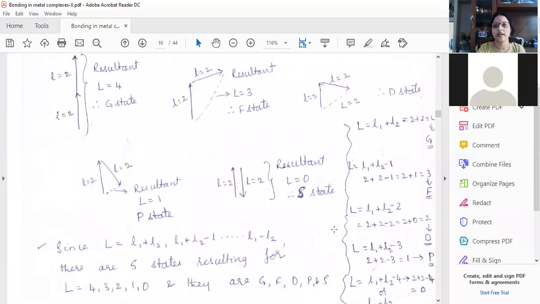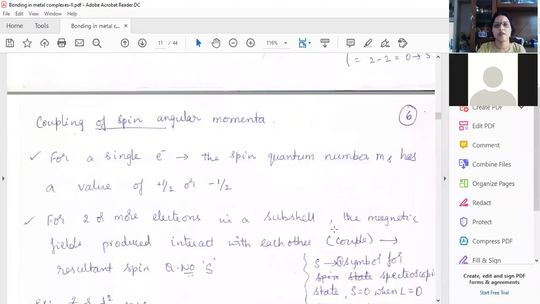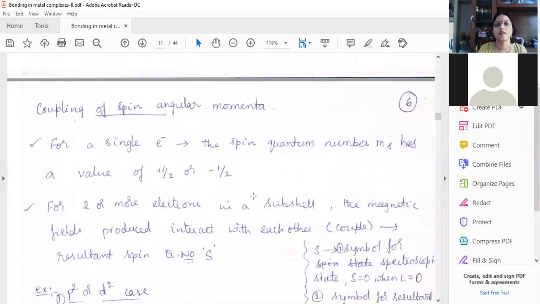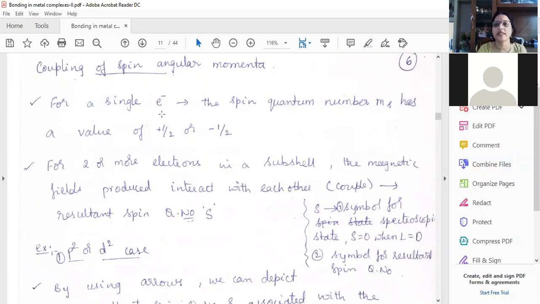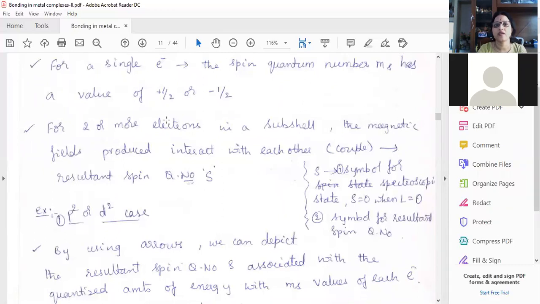D2 also we have done. Now after this orbital angular momentum, we should say what is spin angular momentum. So we know that every single electron will have a value of half spin, right? So if it is one electron, it can be either plus half or minus half.